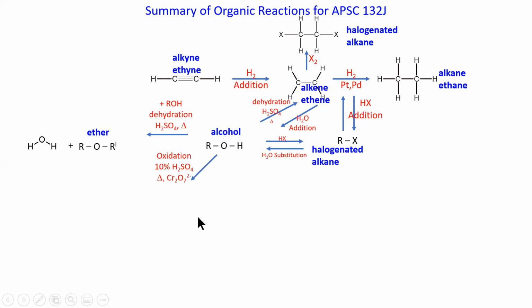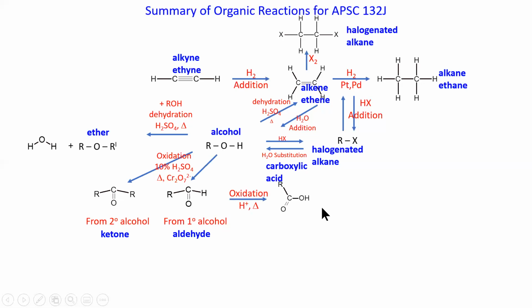We can oxidize our alcohols. From a primary alcohol, you're going to get an aldehyde. From a secondary alcohol, you're going to get a ketone. Remember, it depends where the OH group is. If it's on an end carbon, you end up with an aldehyde. If it's not an end carbon, you end up with a ketone. Then we can take our aldehyde and oxidize our aldehyde to a carboxylic acid.